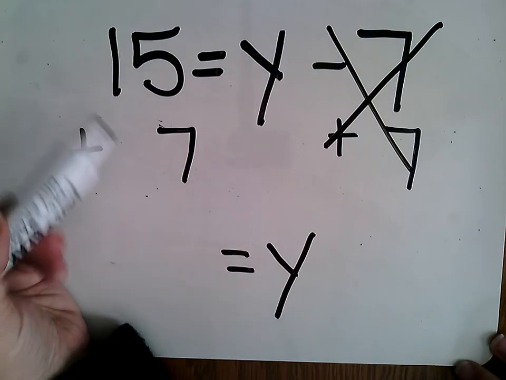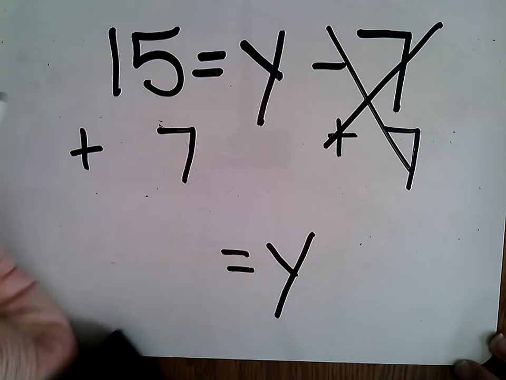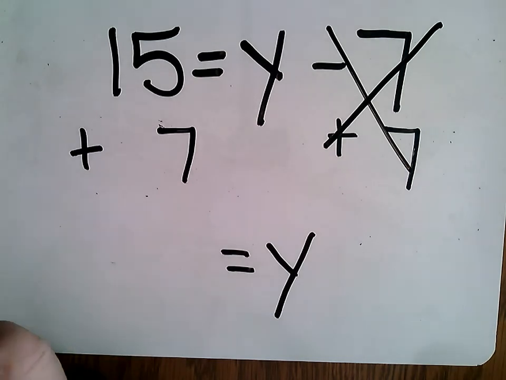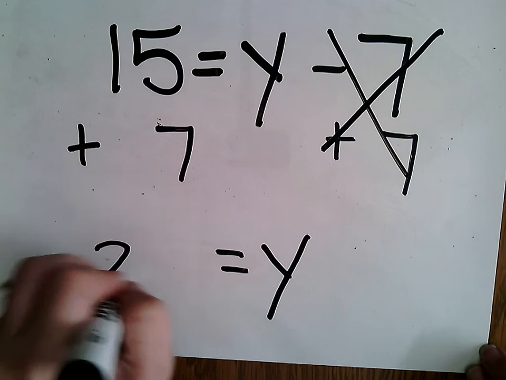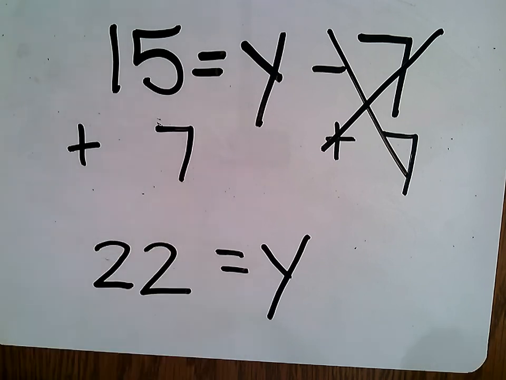Now I just have to add 15 and 7 to get y. That would give me 22. So 22 take away 7 should give me 15.